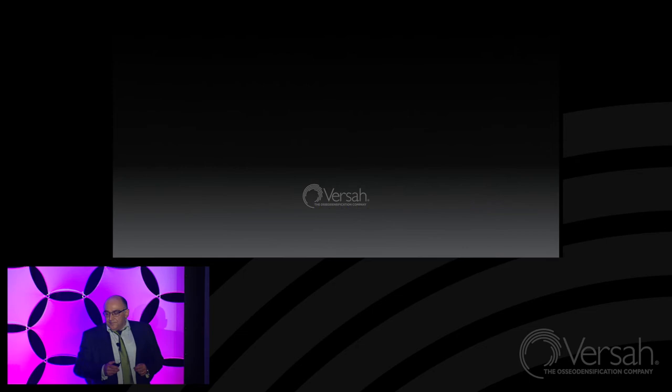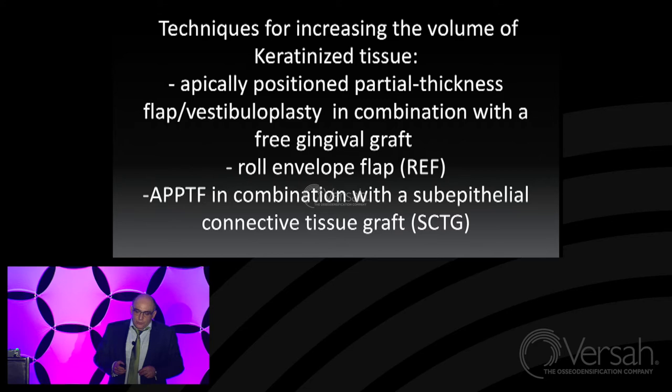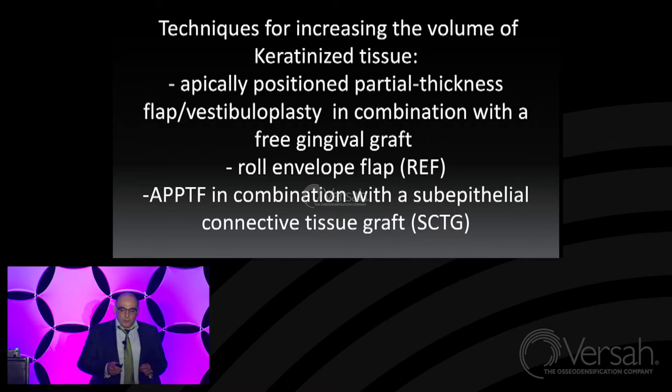And we have different techniques for increasing the amount of soft tissue around the implant, the amount of keratinized tissue, which is apically positioned partial thickness flap, along with vestibuloplasty, in combination with free gingival graft. I will show the cases with this technique.